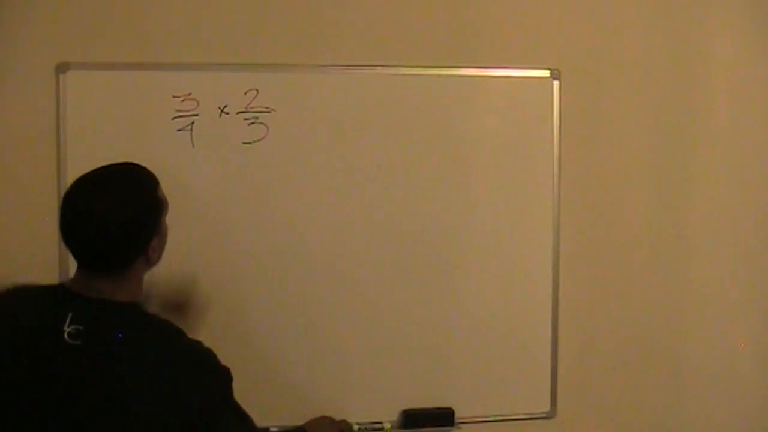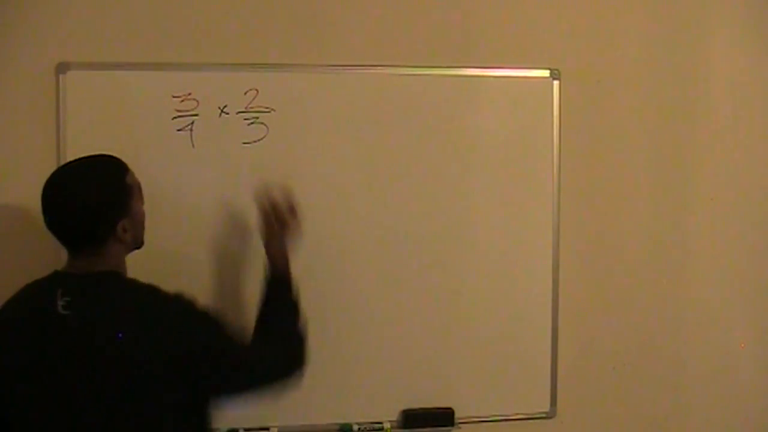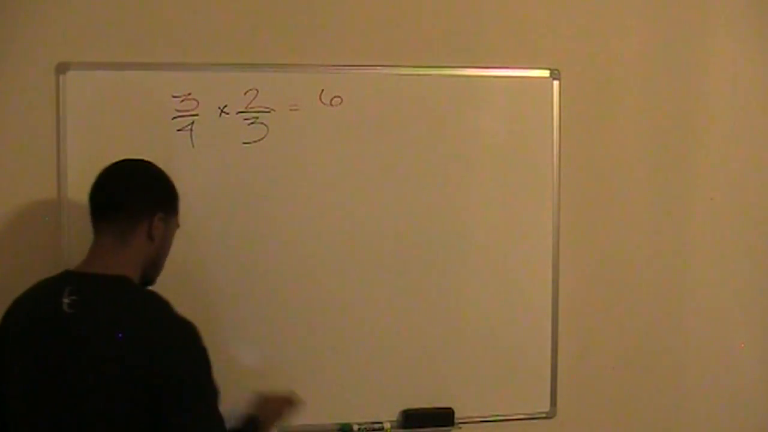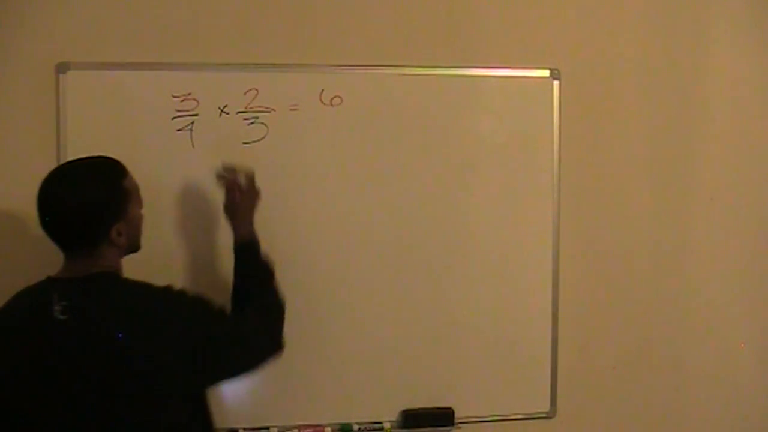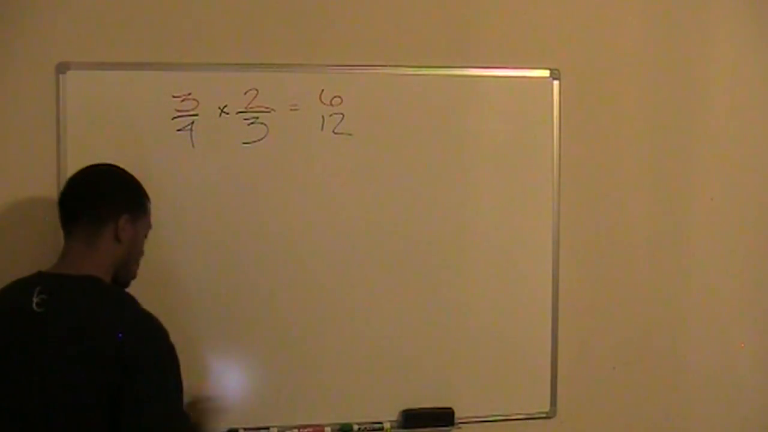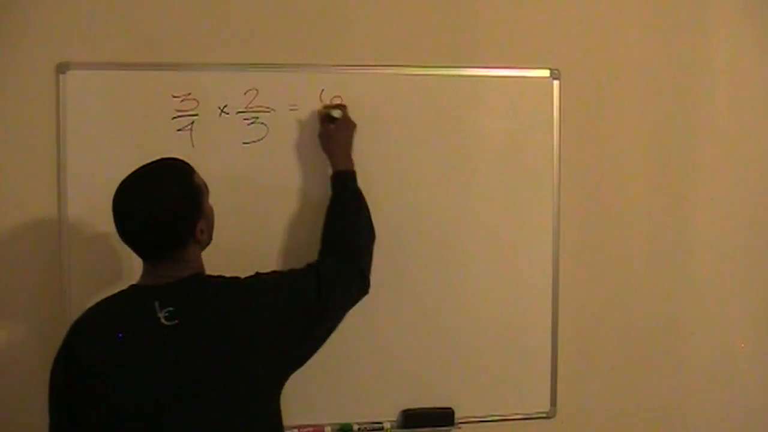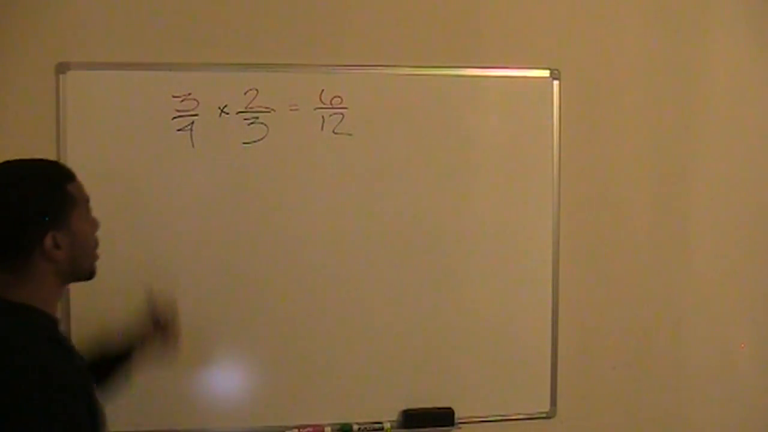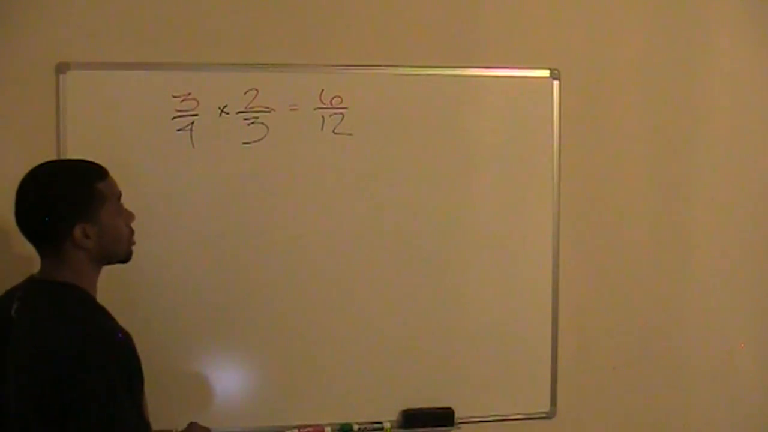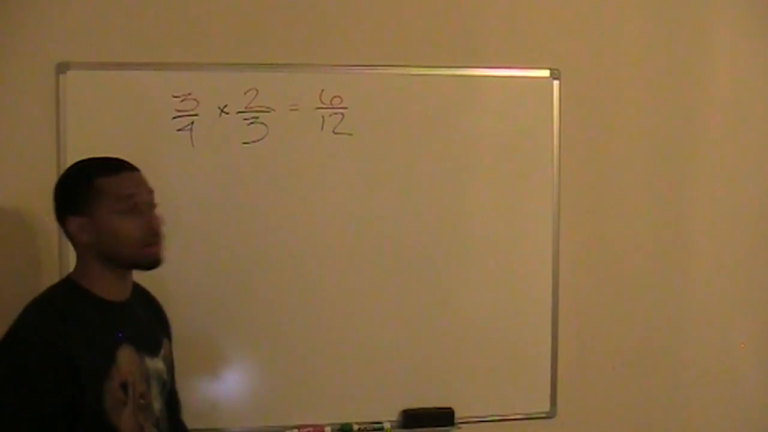Again, I'm multiplying my numerators. I have 3 times 2, which will give me 6. And then I have 4 times 3, which will give me 12. So the fraction that I have is 6/12. 3/4 times 2/3 will give me 6/12. But I believe we can simplify.